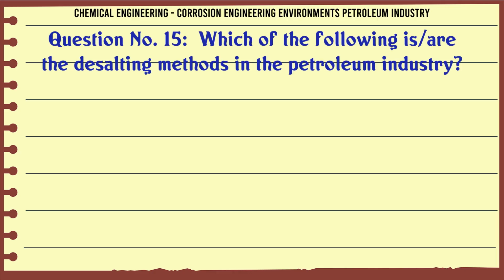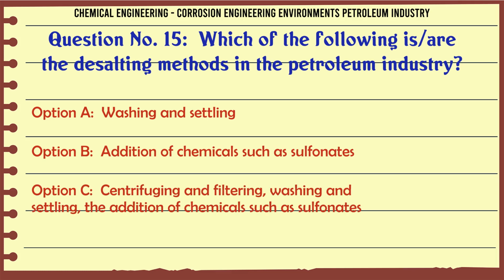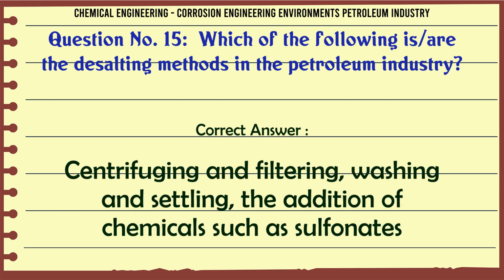Which of the following are the desalting methods in the petroleum industry? A. Washing and settling. B. Addition of chemicals such as sulfonates. C. Centrifuging and filtering. D. Washing and settling, the addition of chemicals such as sulfonates, centrifuging and filtering. The correct answer is washing and settling, the addition of chemicals such as sulfonates, centrifuging and filtering.